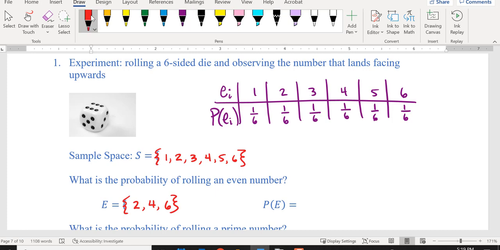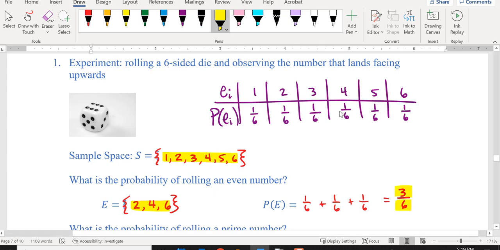Okay, what is the probability of rolling an even number? Well, what's the probability of rolling a 2? 1/6. What's the probability of rolling a 4? 1/6. What's the probability of rolling a 6? 1/6. So we get 3/6. If you'll notice, our event had 3 simple events in it, and our sample space had 6. That's not a coincidence that the probability of our event is 3 out of 6.